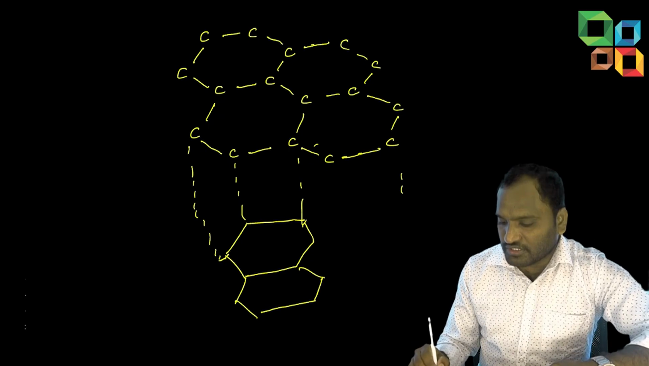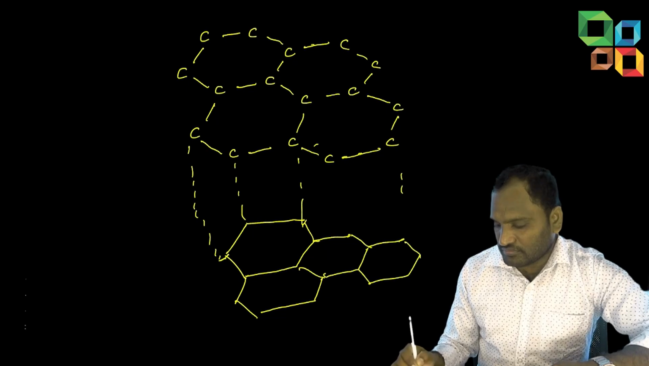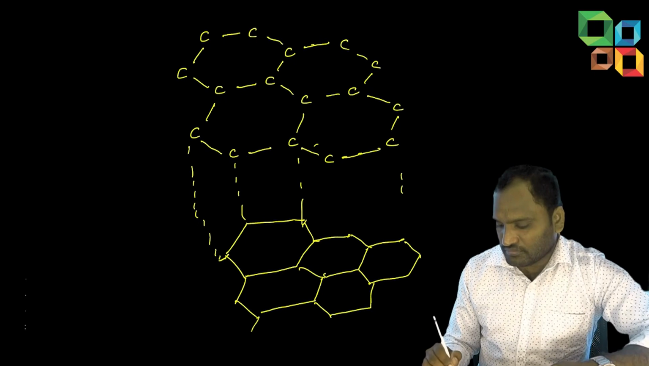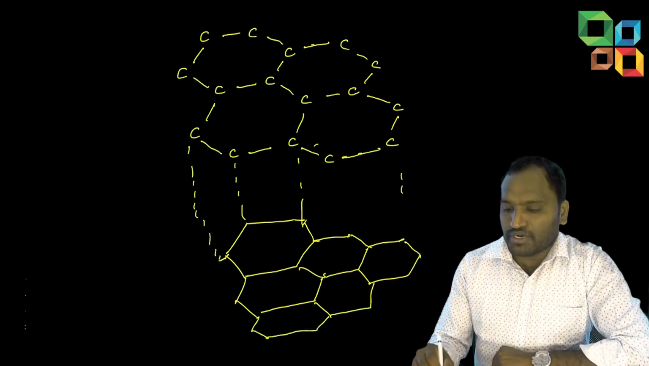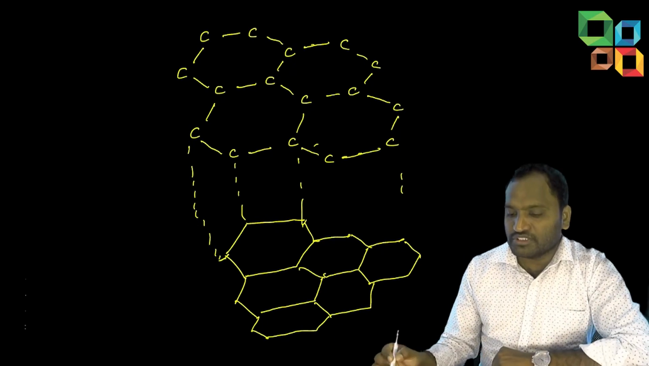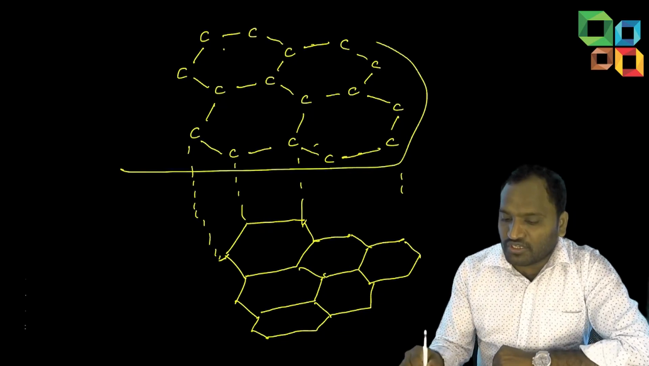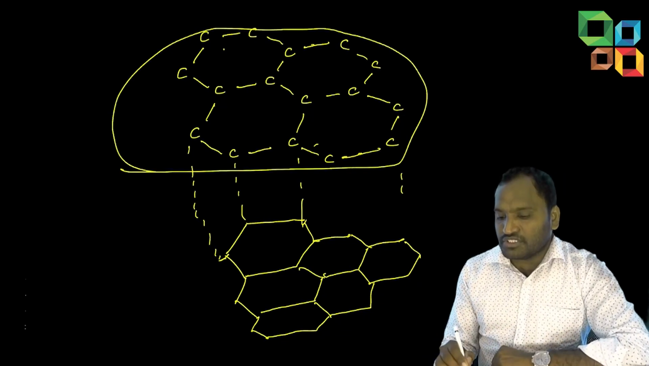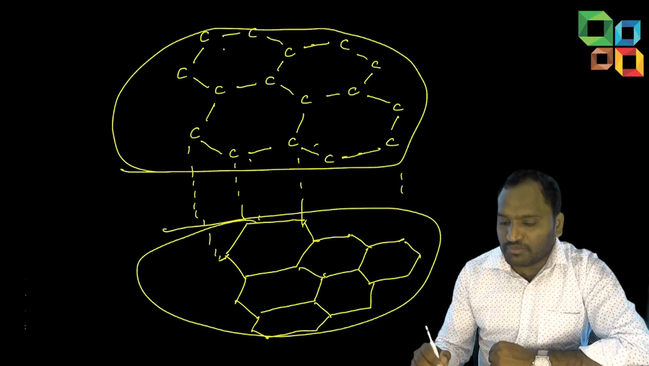Once I draw the structure, I will explain. Very badly it has some structure, just for understanding purpose; afterwards I will erase this one, students. So here, these are all hexagonal rings. If you consider this is one layer, this is another layer. In between the layers, some space will be there.